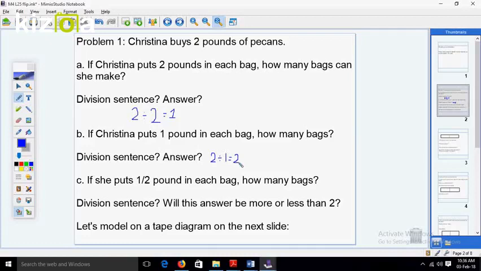We're going to use the same thinking in this next problem. If she puts 1/2 pound in each bag, how many bags is she going to make? Following our pattern, she starts out with 2 pounds, and she's going to divide it by 1/2. There's our fraction. Now, our question is, will this answer be more or less than 2? We started with 2 pounds. Is it going to be more or less than 2? Looking at what we did here, we went from 1 to 2, so we're kind of getting bigger. Let's see if we get bigger on this one.